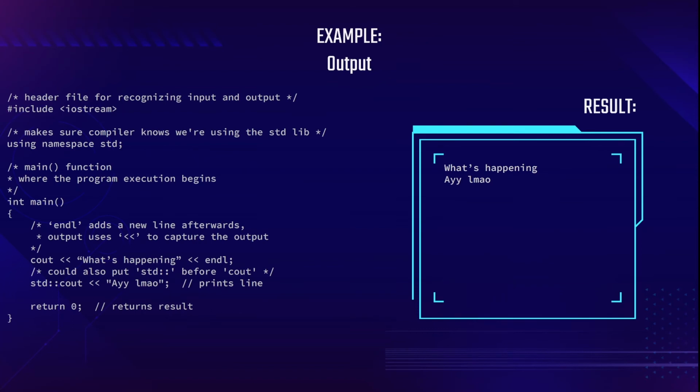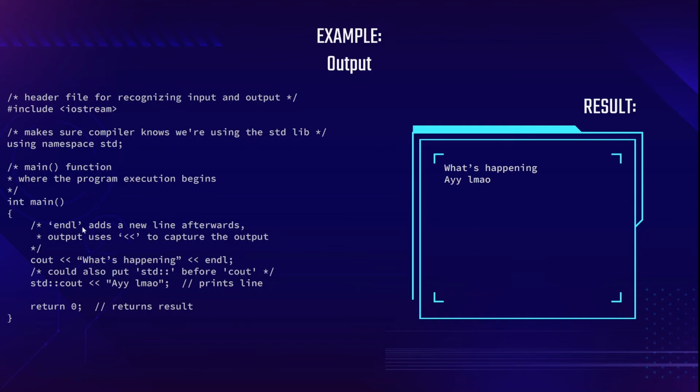So, let's have an example of just output, right? We kind of saw it in Hello World, but let's take another look. So we have our header file, which will read in the input-output stream. There's no exclusively input, exclusively output, it's both interconnected. Anyway, we want to make sure the compiler knows we're using the standard library. We write the main function, that's where everything happens.